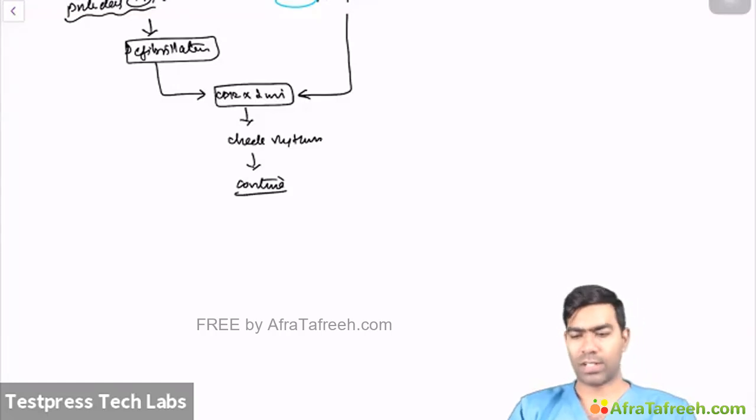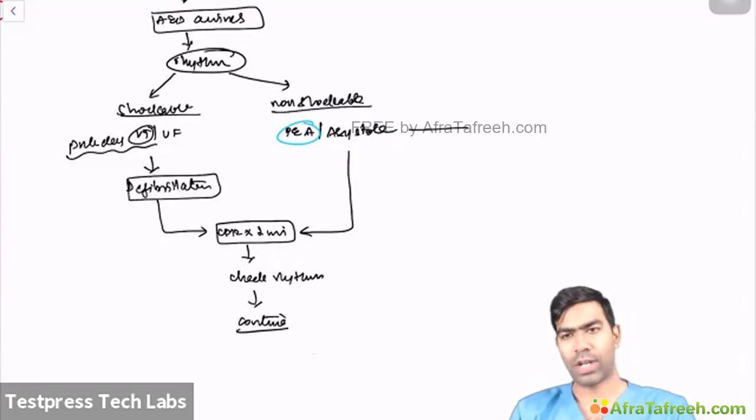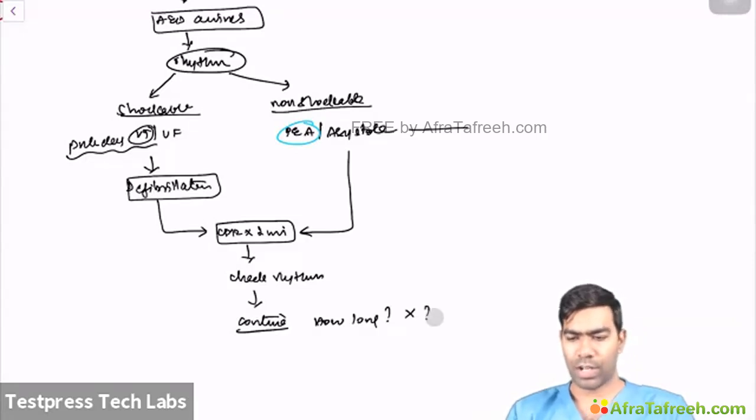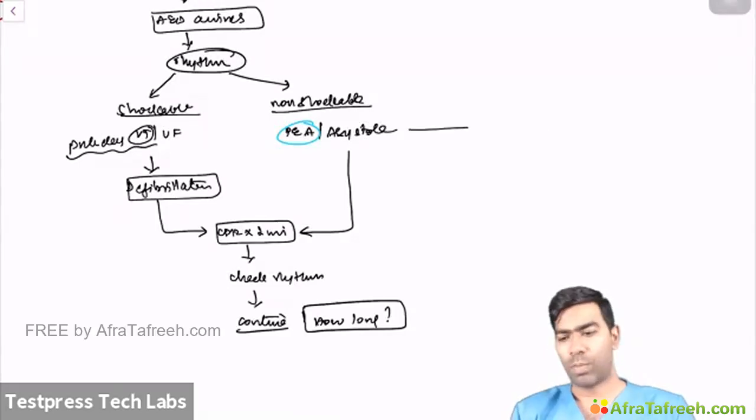Depending on whether it's a shockable or non-shockable rhythm, you can continue the cycle again and again. And how long to continue the CPR? That's an ethical issue. Answer is, I don't know. I have no idea how long to continue CPR. It depends on your personal expertise, and no guideline can tell you to stop the CPR at 20 minutes or at 30 minutes. Nobody can tell that. It's your wish. How long you want to continue, you can continue.